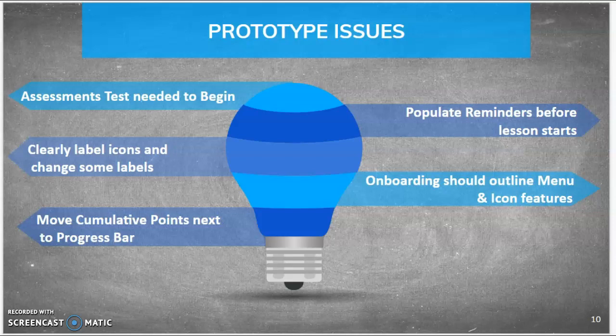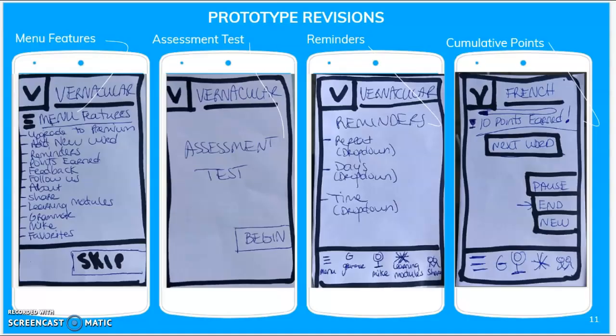And they wanted finally to move the cumulative points next to the progress bar because none of them were able to find where the cumulative points were located. So they wanted the cumulative points to just auto-populate and always be visible at the top next to the progress bar. So I did make that change.